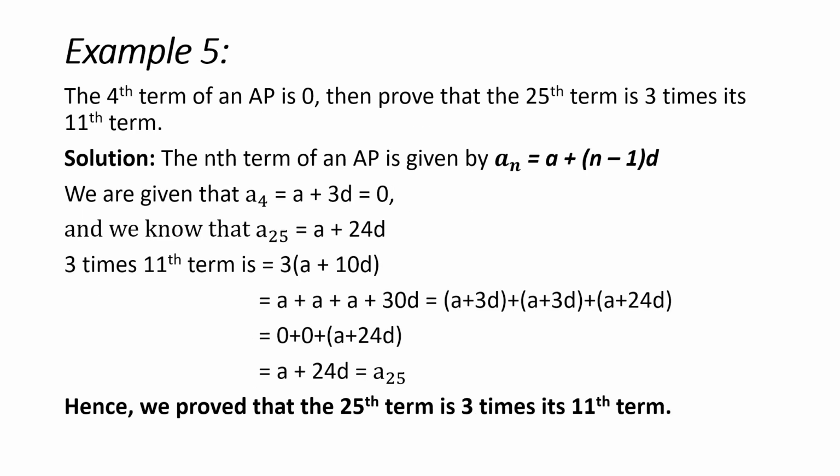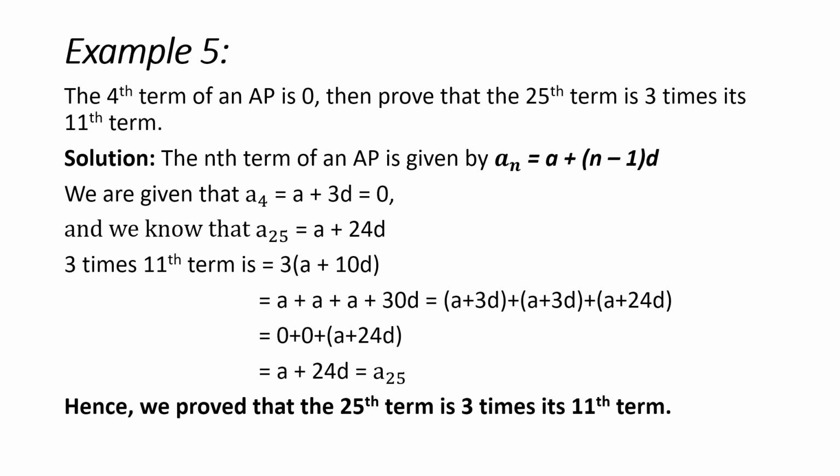Example 5. The fourth term of an arithmetic progression is 0. Then prove that the 25th term is 3 times its 11th term. Remember, these types of examples can also be asked in the exams.